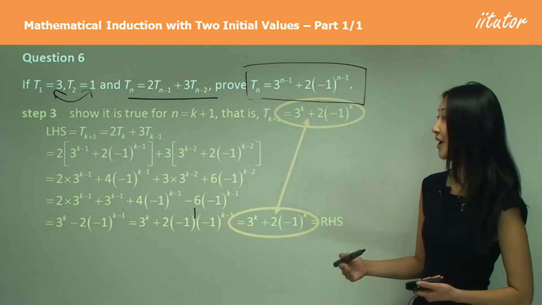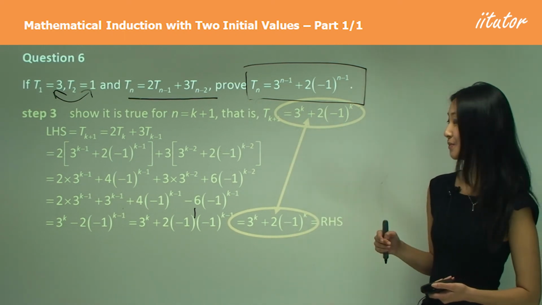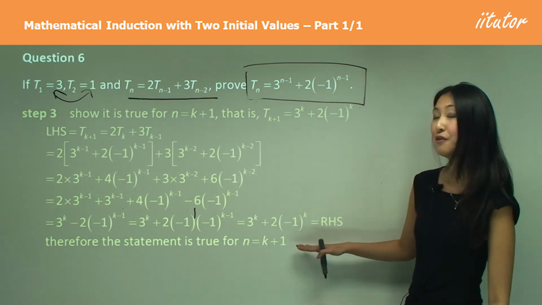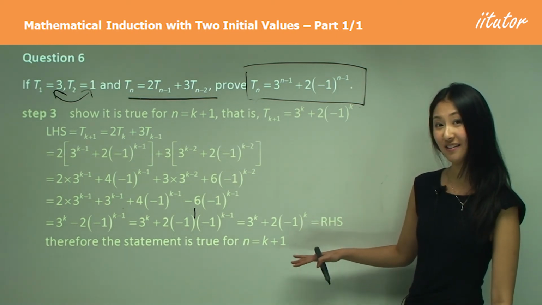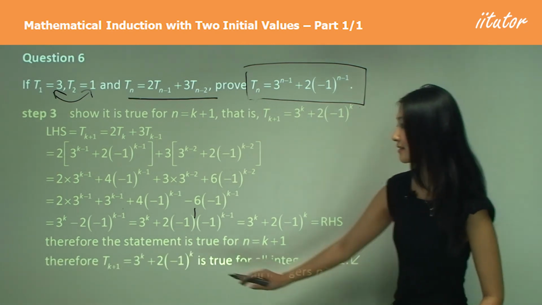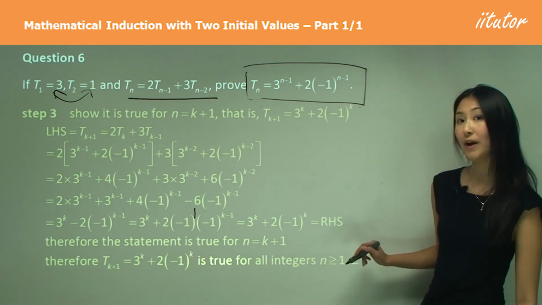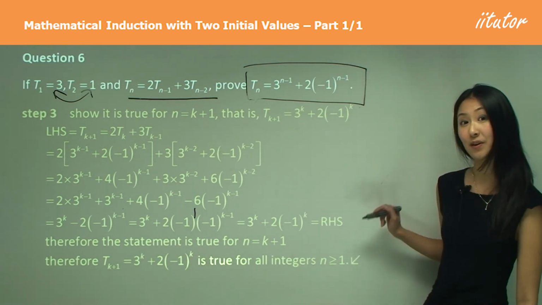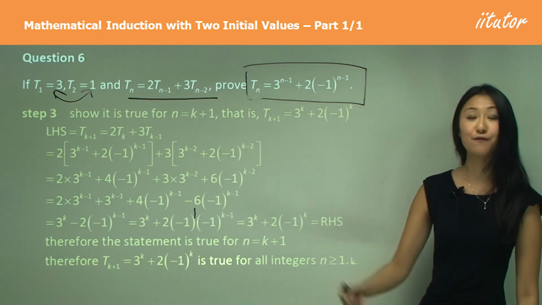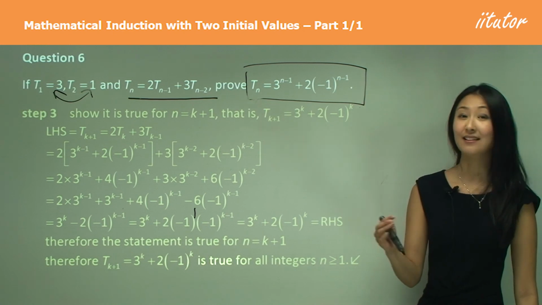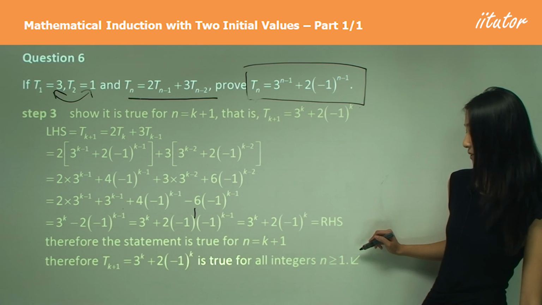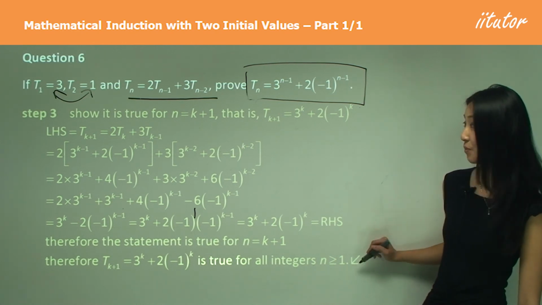So now we've shown that the left-hand side equals the right-hand side, we can say that therefore this statement is true for n equals k plus 1, and always write our conclusion, which is therefore this is true for all integers n greater than 1, right? Because although we have two starting values, the first value is n equals 1, and the other value is n equals 2. So can you see how that's included in this here? So we only need to write n is greater than or equal to 1.